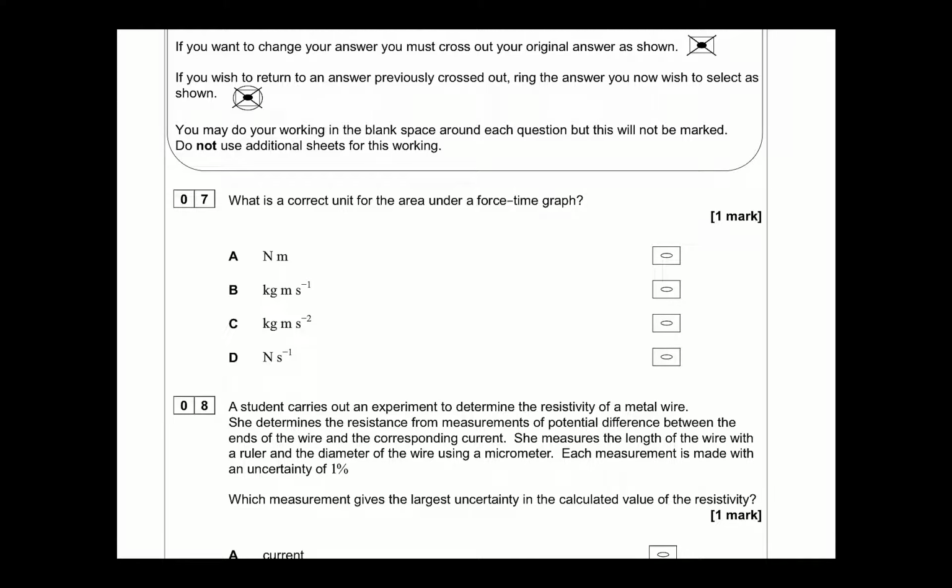All right, let's see how quickly we can knock out the multiple choice section for 2018's A-Level Paper 1 from AQA. So, what is the correct unit for the area under a force time graph? Well, the area would be force times time. Force times time is impulse. Impulse is the same units as momentum. Kilogram meters per second. So it is B.